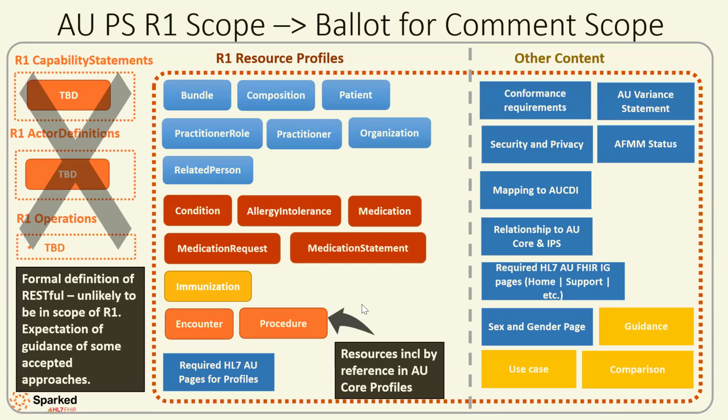In terms of the profiles, this is the set of profiles that we have agreed on, and that hasn't shifted at this point. No one's asked for any new ones. And I don't really expect to see any new ones, but we might find that out through ballot. And for every profile, there's also required pages for profiles. Like there's a profile page that needs to come in. The other content on the right are the other things that make up a FHIR IG.